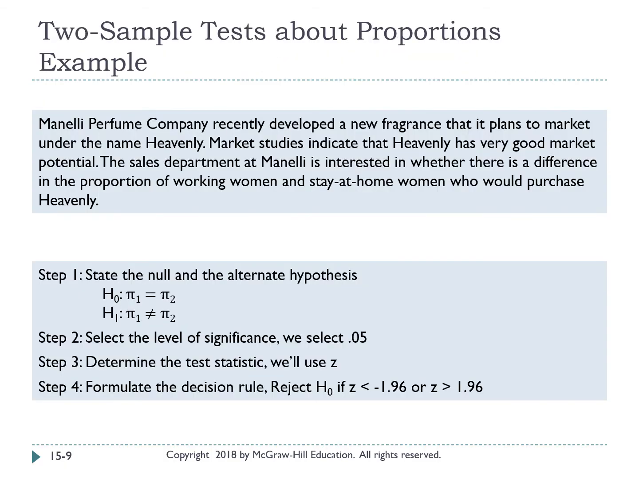This is an example of two sample tests about proportion. A perfume company recently developed a new fragrance that it plans to market under the name Heavenly. Market studies indicate that Heavenly has very good market potential. The sales department at Manly is interested in whether there is a difference. So difference here is to test the proportion, so we have to use the formula for proportion, of working women and stay-at-home women. So here we are comparing two things, working women and stay-at-home women who will purchase Heavenly.